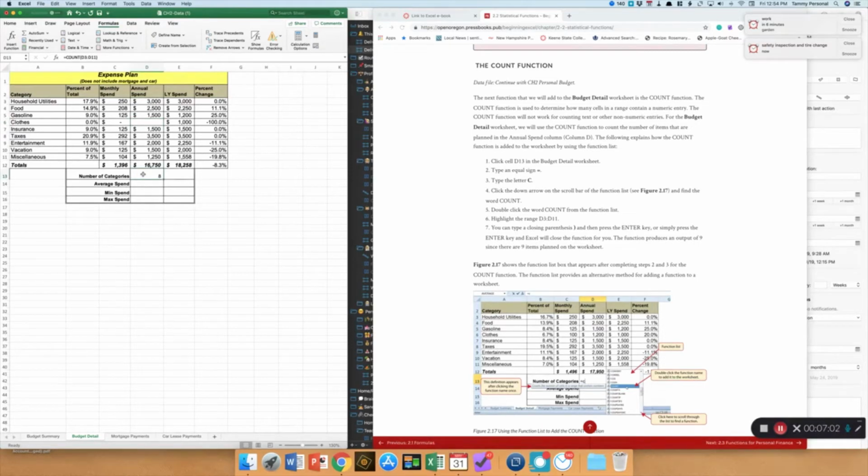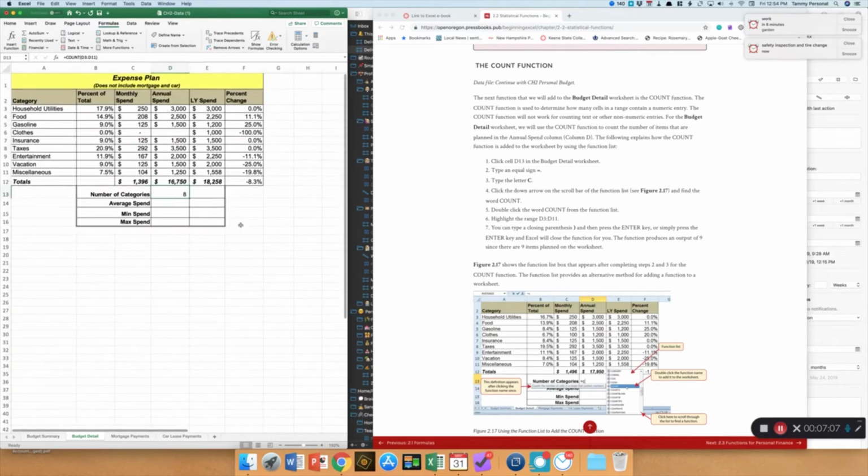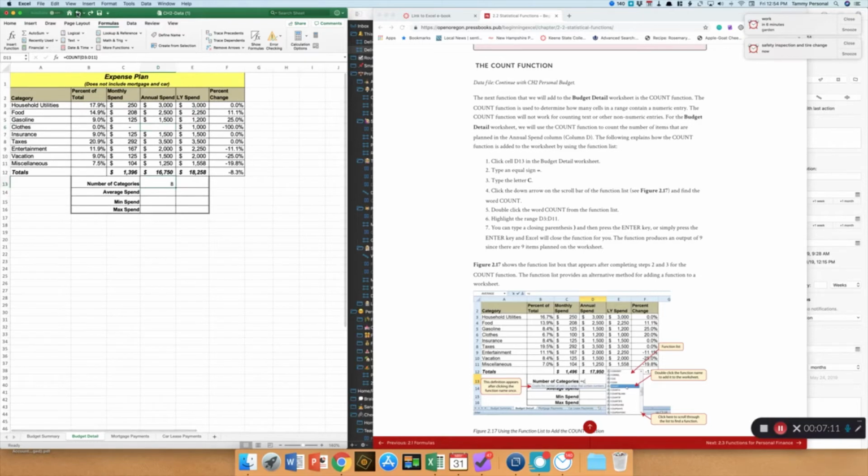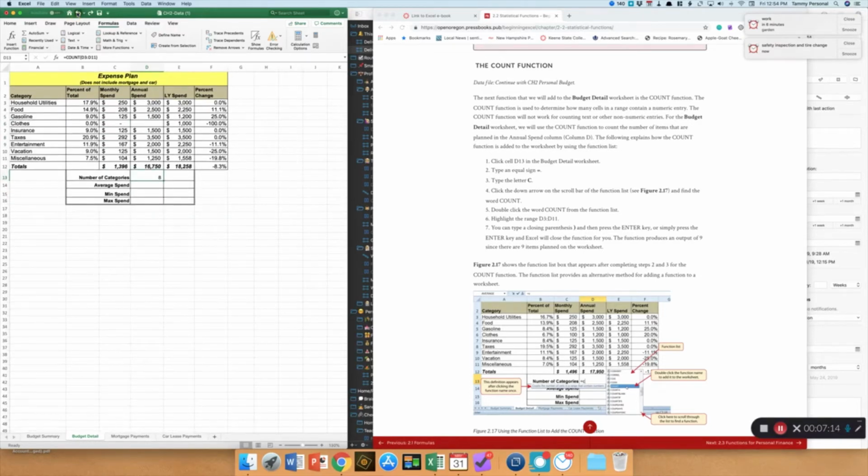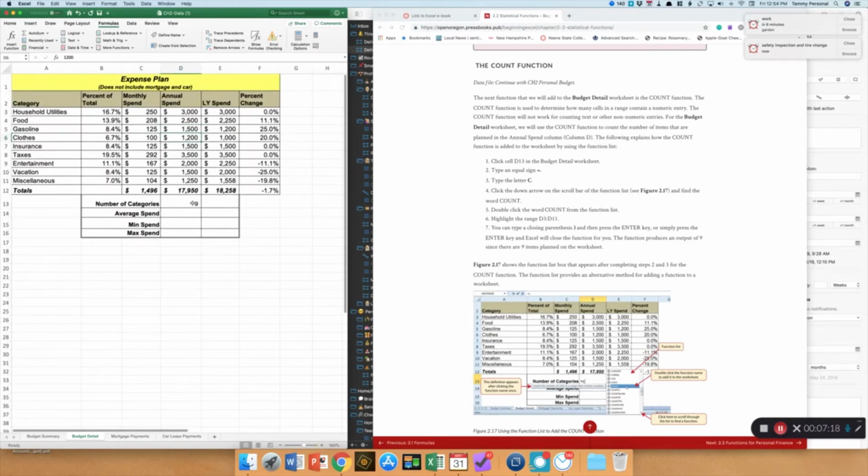So the count will give you all of the non-empty values, right? I'm going to hit undo, and undo again. I'm going to make it bigger like I wanted to. All right, there we go. Yep. So now we're back to 9. Okay.